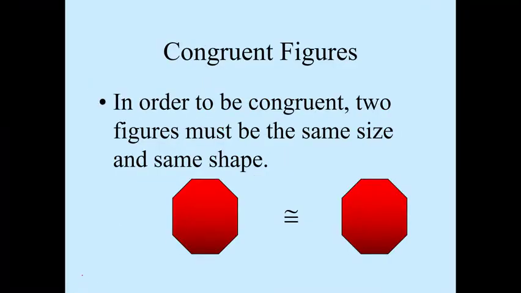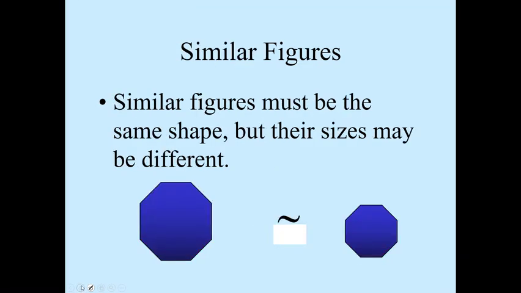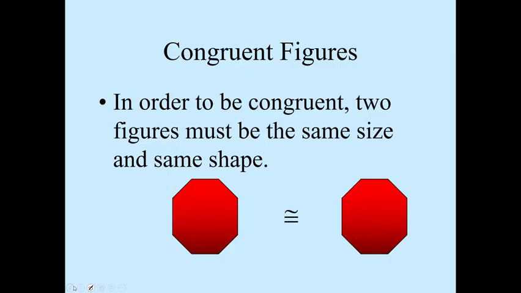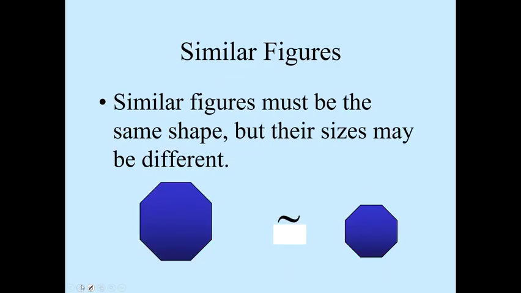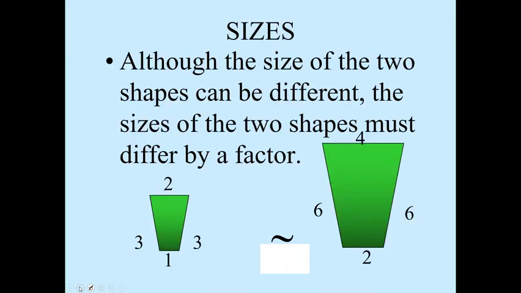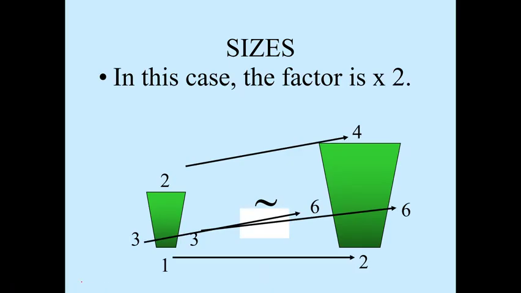Okay, congruent figures. In order to be congruent, they have to be the same shape, and their angles have to be the same measurement too. Notice that these are similar figures. Notice the difference. Congruent is the exact replica. These ones are dilations, where one is smaller, one is larger. Although the size of the two shapes can be different, the sizes must differ by a factor. You've got to have a factor in order to be able to do those.